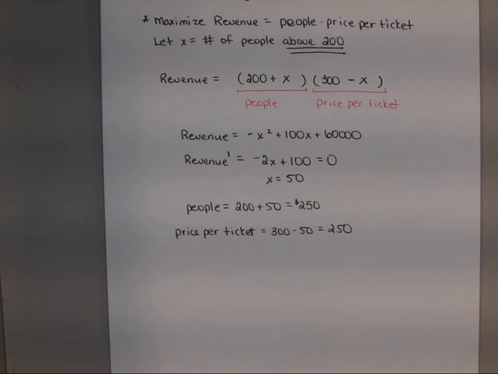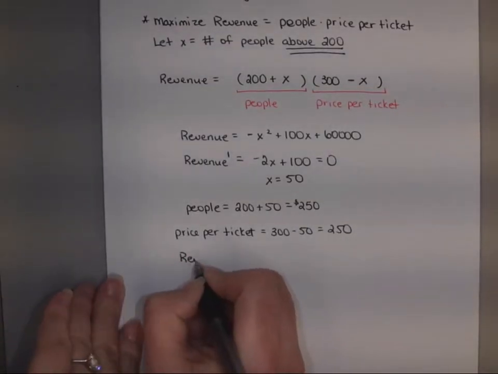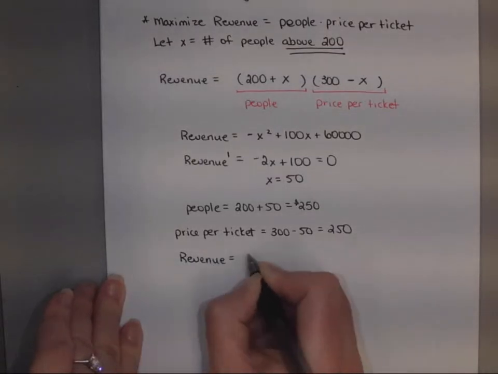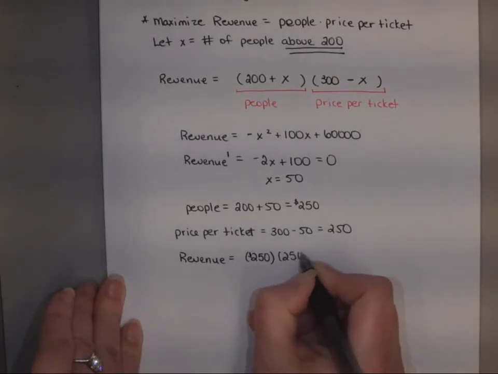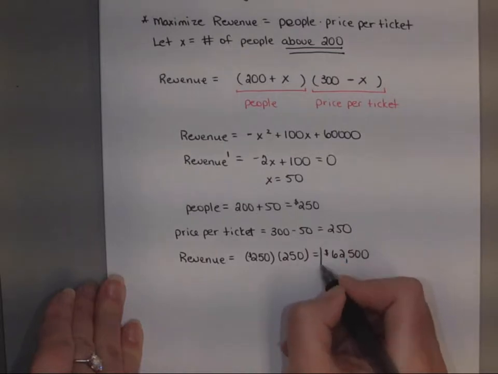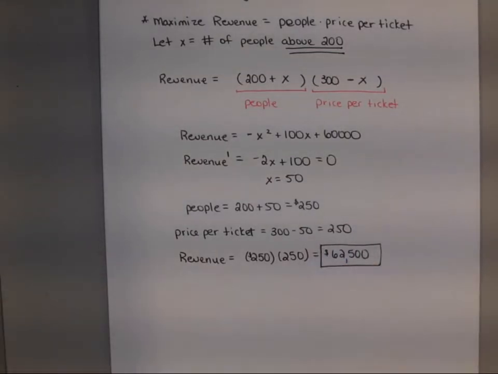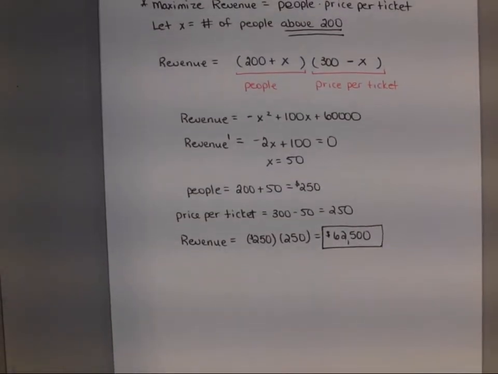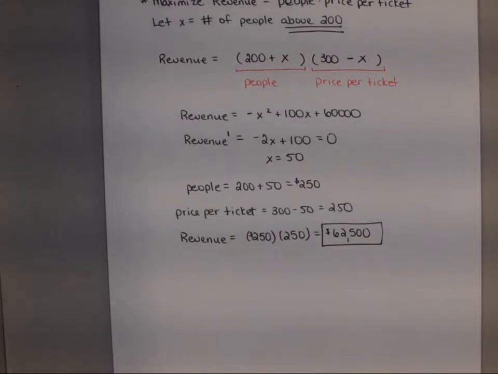Okay. The problem asks you for what the maximum revenue actually is, so we need to go ahead and do what with these then? Multiply them. So the maximum revenue is going to be whatever $250 times 250 people is, and that is 62,500. Okay, so again, if you can just get to the point where you have your formula, it's easy peasy, right? Take the derivative, set it equal to 0.